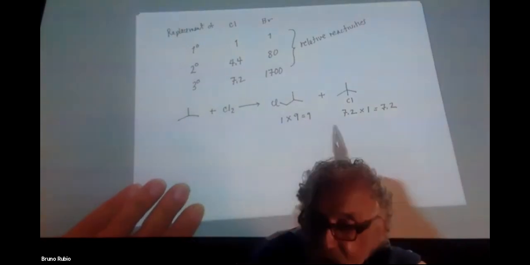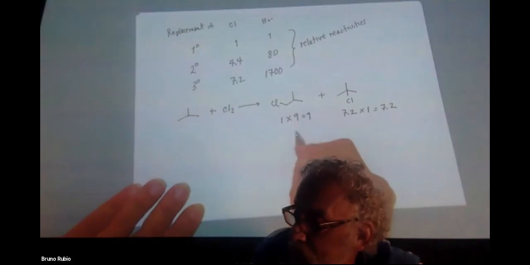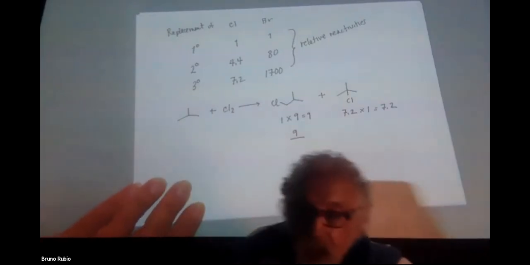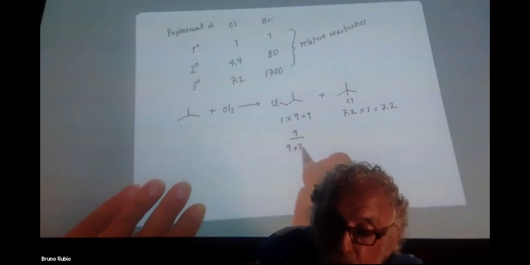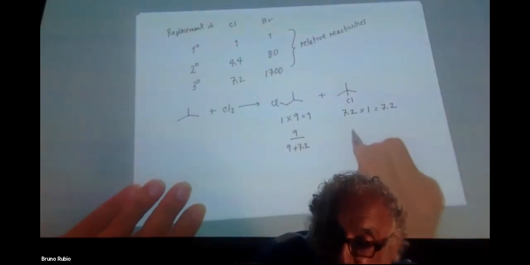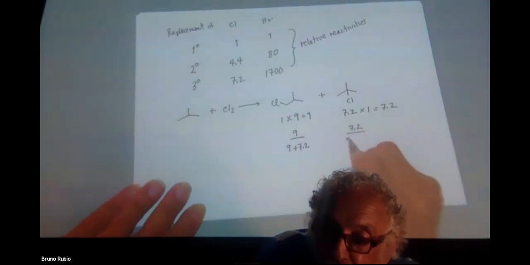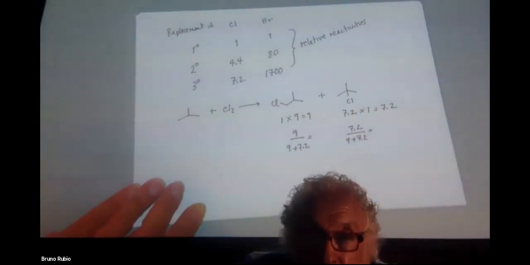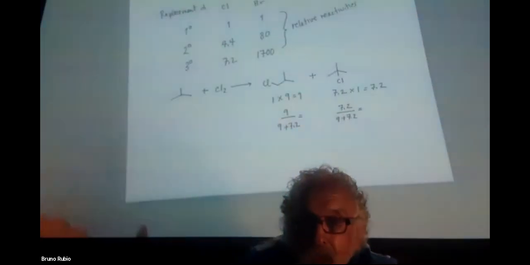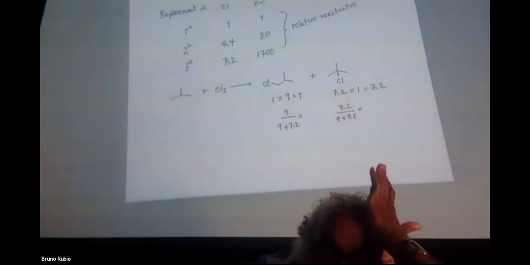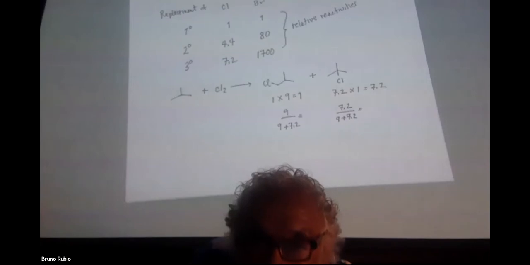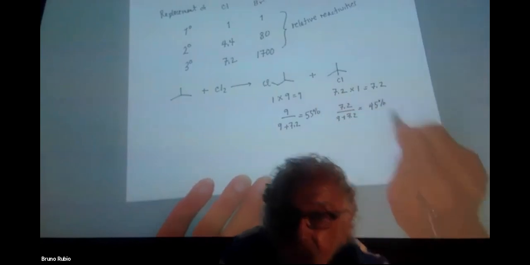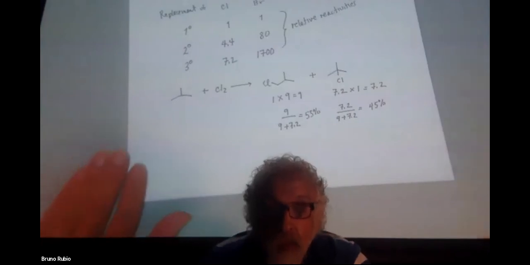Now, the percentage of this guy here is going to be the 9 divided by the 9 plus 7.2. The percentage of this guy is going to be the 7.2 divided by the 9 plus 7.2. Someone there with a calculator? I didn't bring mine. Can someone calculate these numbers and tell me what I'm getting? 55 and 45. Thank you. 55% and 45%. Right, so Cl2 replaces hydrogens with little preference.